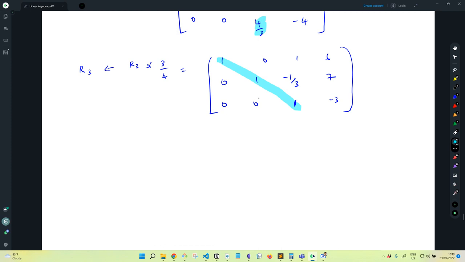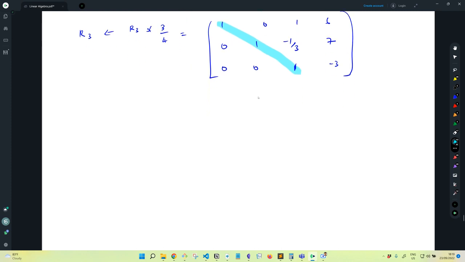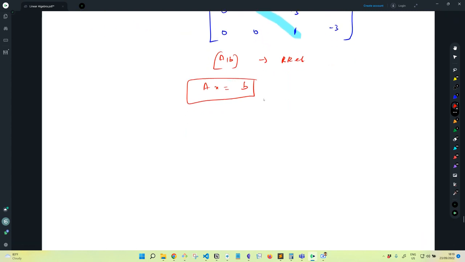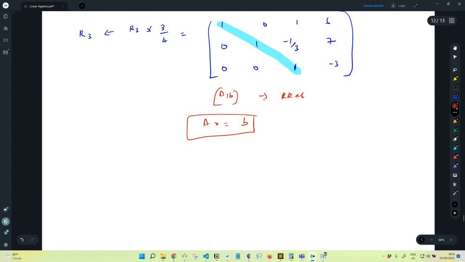Now, to see how it helps, let me again write this augmented matrix in original matrix format. Currently I have this matrix A comma B that is reduced to row reduced echelon form. Now what I will do is write this equation back in Ax equal to B format, and let's see if I get any advantage in obtaining a solution easily. So let me write this matrix again.